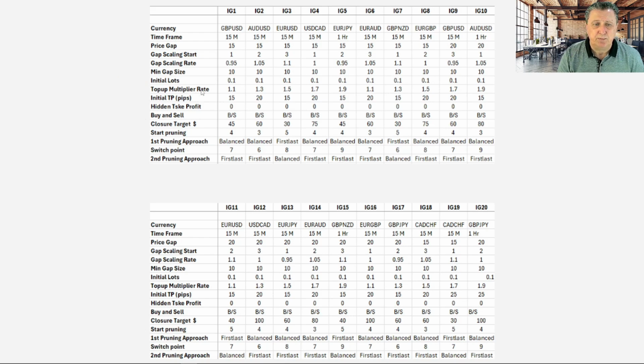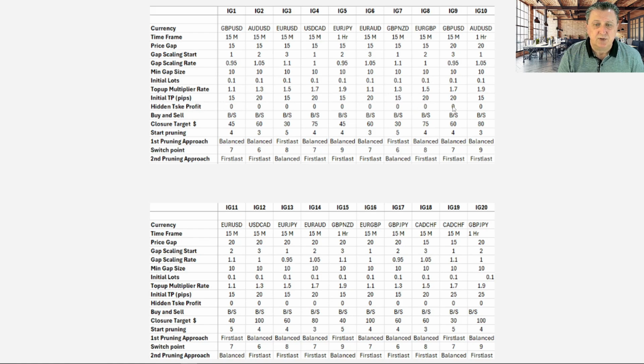Then you have the top up multiplier rate, which again is a positive one all the way through, both the top and negative. We have a big one here, 1.9, for the Great British Pounds Japanese, so quite aggressive. And then we have further ones, take profit, and this is in pips, 15 and 20, as you can see here.